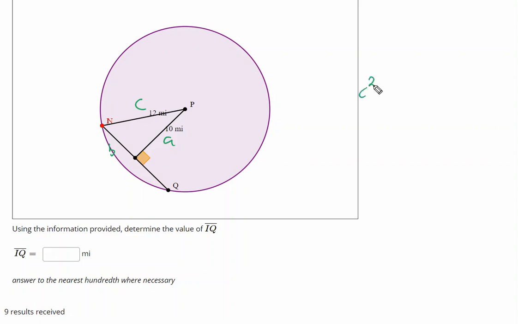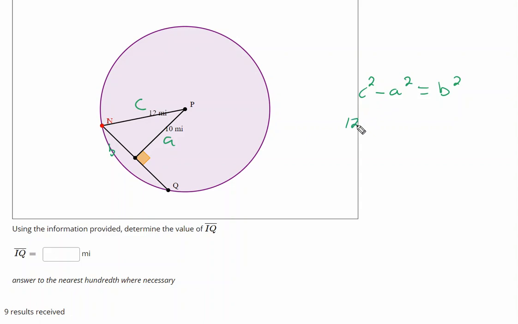C squared minus A squared is equal to B squared. Isn't it A squared plus B squared? It would normally be, but this is the hypotenuse, right? We're starting with the hypotenuse. So we've got to go C squared minus A squared is equal to B squared. So careful on that one. It's commonplace to make a mistake.